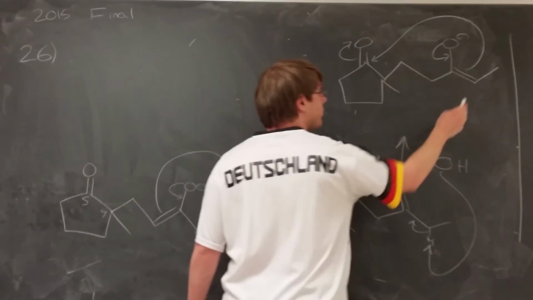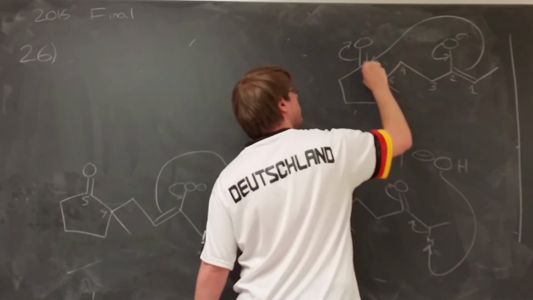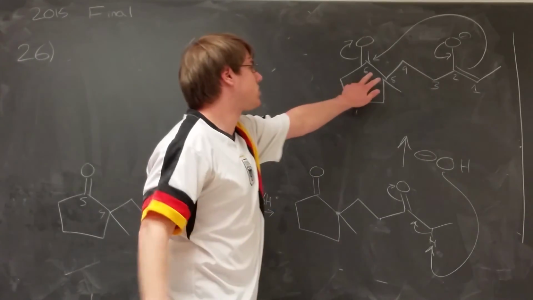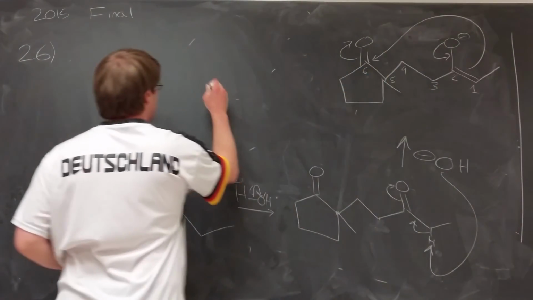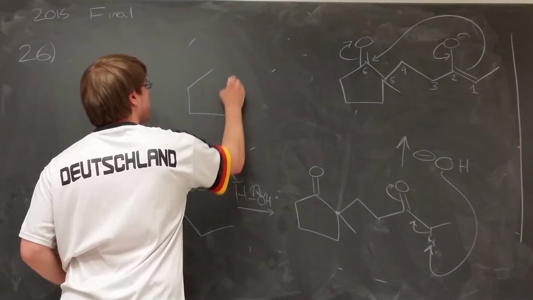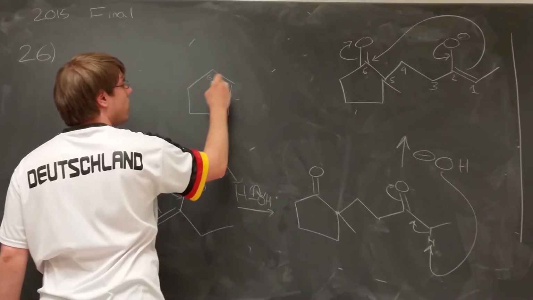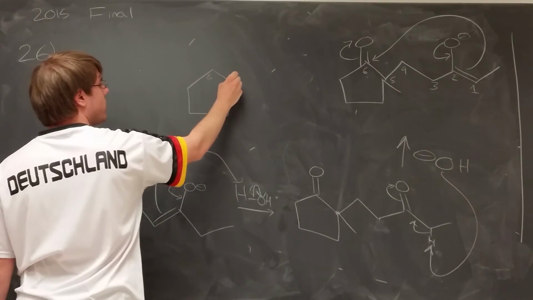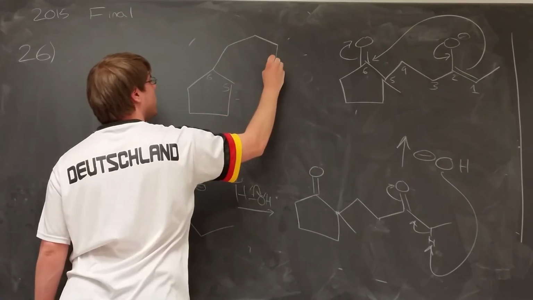Now, based on my numbering before, I said this is going to be a 1, 2, 3, 4, 5, and 6 membered ring. 5 and 6 are part of the 5-member ring over here that isn't being made, so I can just keep those two the same. So I'm going to draw that 5-member ring first. I'll say this is 5 and this is 6. Now, the 6-member ring I'm forming will be between 5 and 6. So I'm just going to draw a 6-member ring coming off of that.